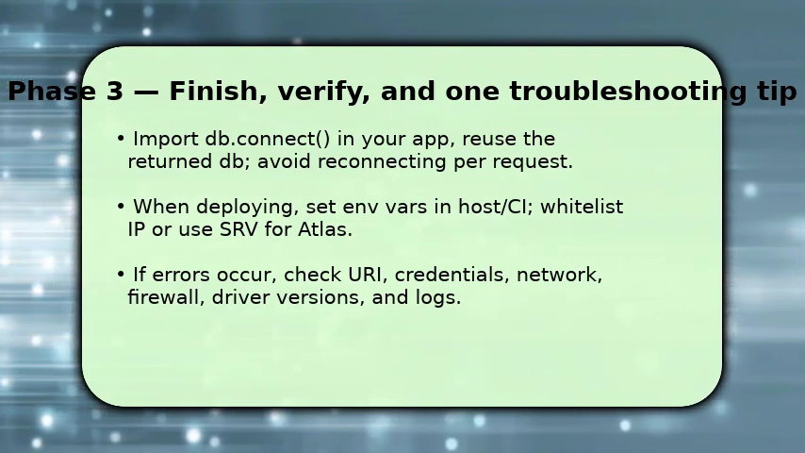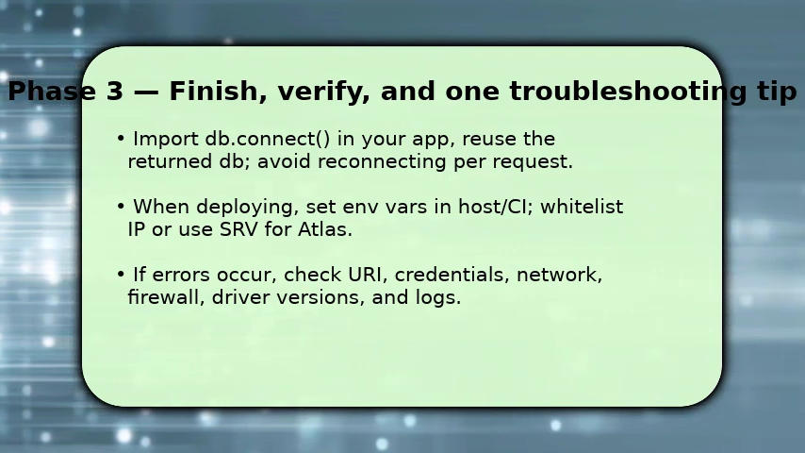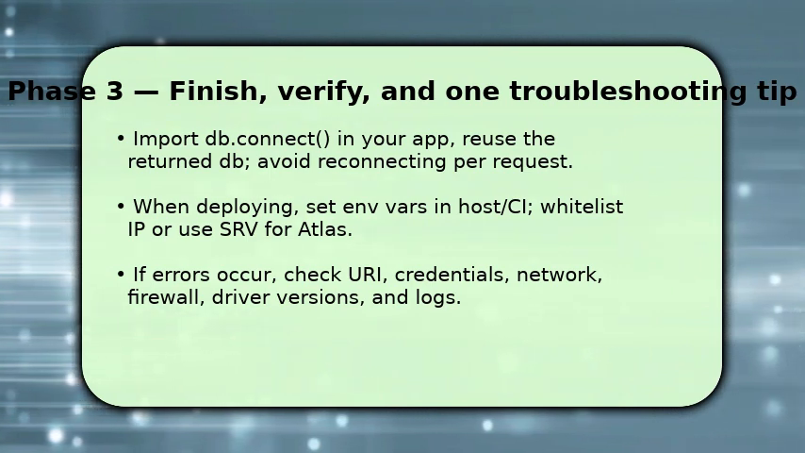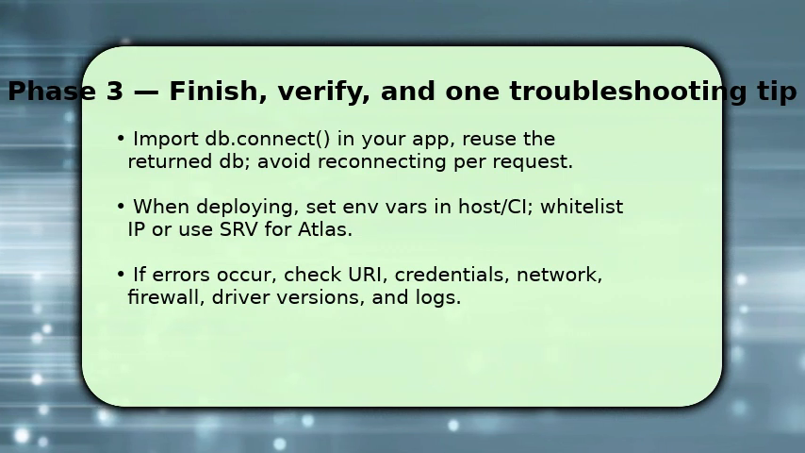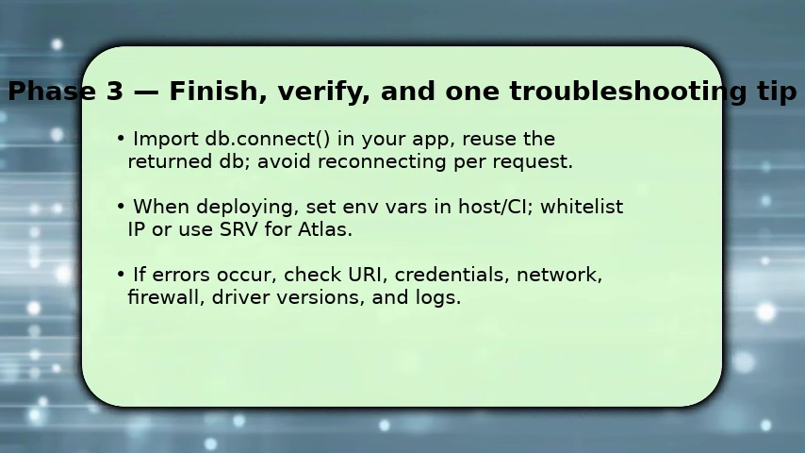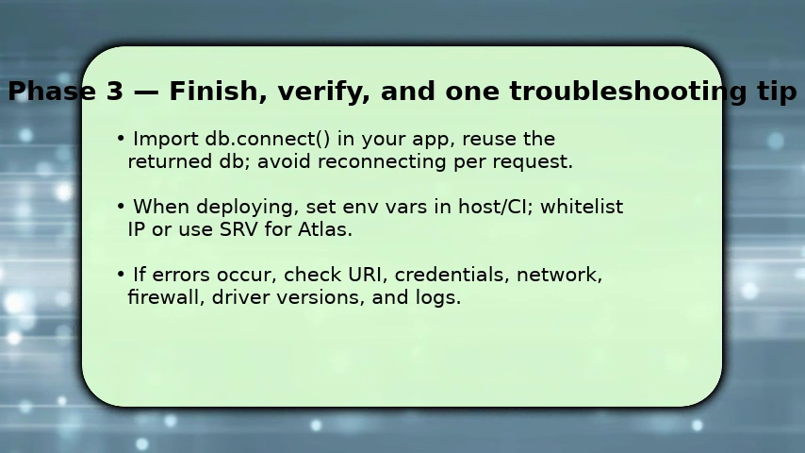When deploying, make sure your environment variables are set on the host, and if using Atlas, whitelist the server IP or use the SRV URI for DNS. If something goes wrong, first check the URI and credentials, then network and firewall rules, and finally driver versions and error logs. Those steps find most connection faults fast.